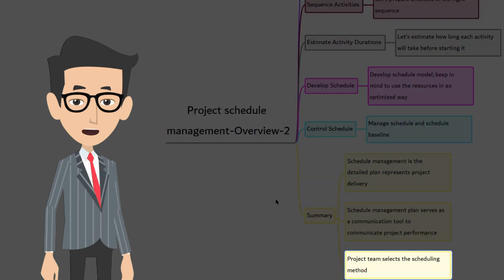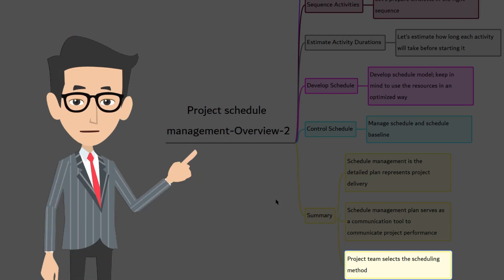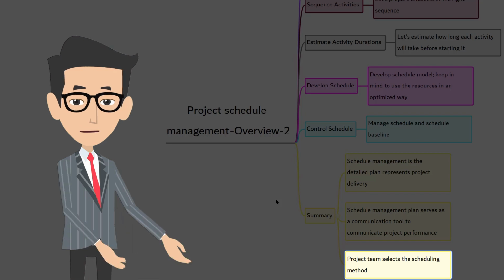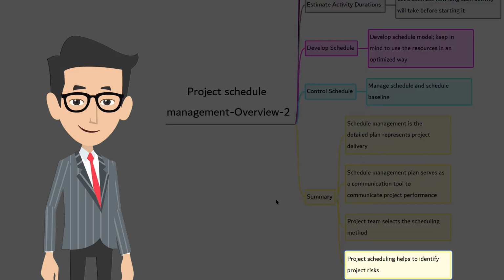The project team selects the scheduling method such as agile approach or critical path method based on the nature of the project. In project scheduling tools such as MS Project, the project related data such as activity name, start date, duration, resources, dependencies, constraints, etc. are entered. The tool automatically calculates the critical path. These kinds of project scheduling tools are quite handy and helpful to project managers. The detailed project scheduling also helps to identify the project risks.